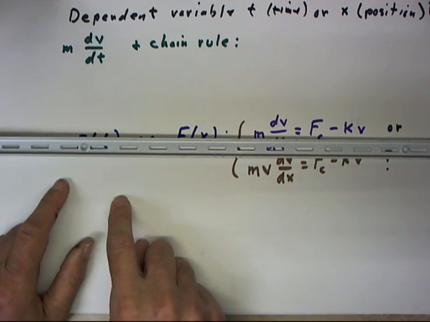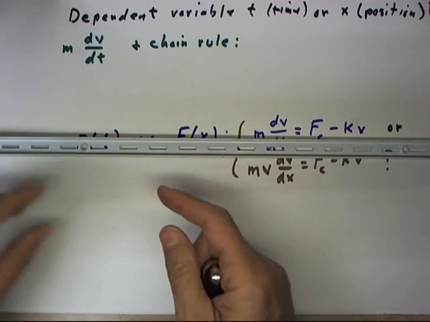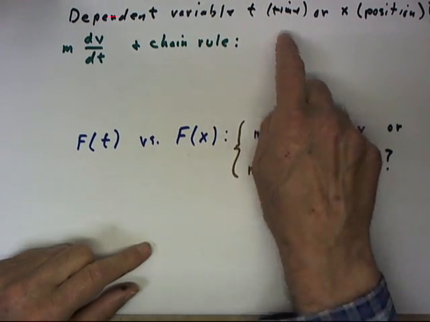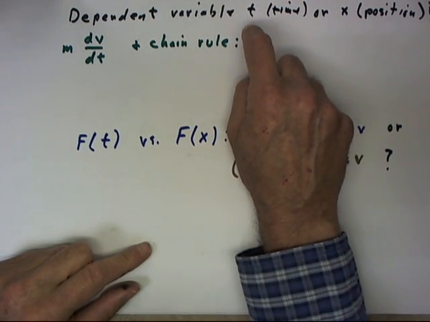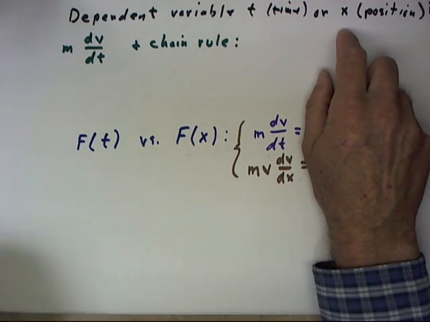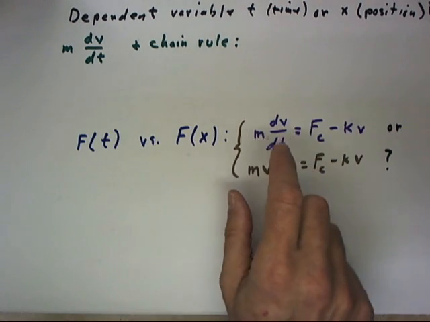So velocity can be considered to be a function of time, or it can be considered to be a function of position. And in some cases, we want our dependent variable to be time, that is, velocity considered as a function of time. In other cases, it's more convenient to consider velocity as a function of position. When this thing gets here, how fast is it going to be moving?